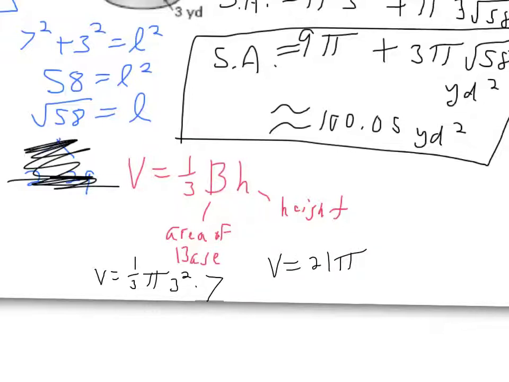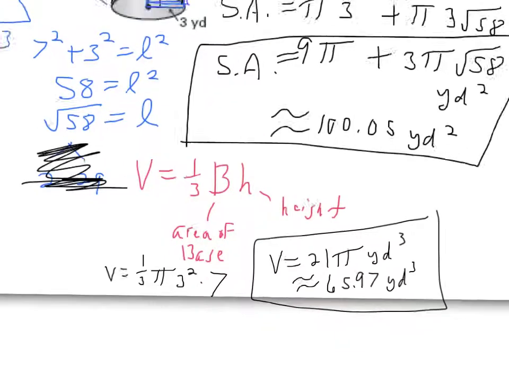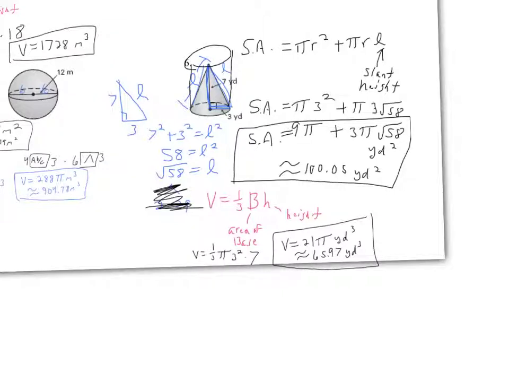So our exact volume is 21 pi, and the label is cubic yards. And then typing that into the calculator and rounding, 21 times pi is 65.97 approximately cubic yards. Okay, on to the next page.